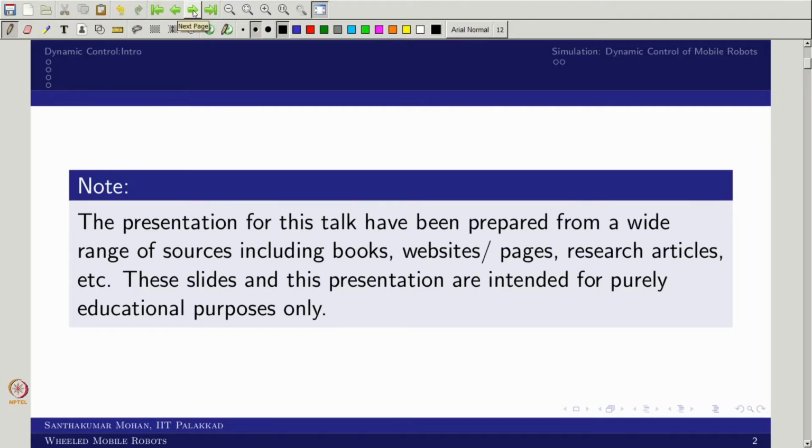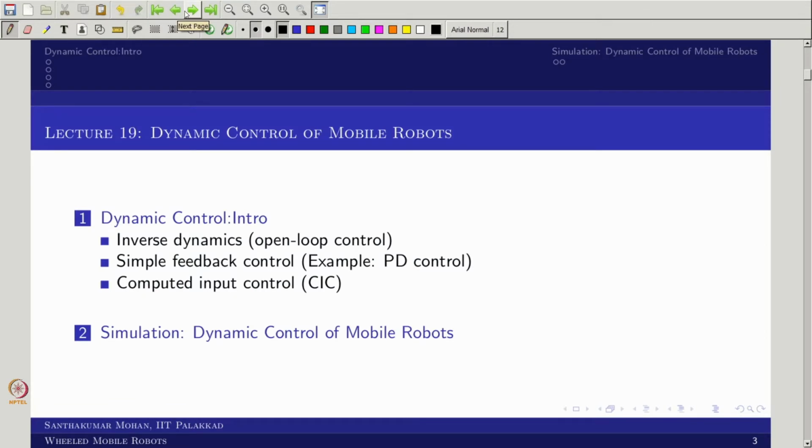So let us move to the slide, where we would be talking about dynamic control. Specifically, we will see what inverse dynamics is and how that is different from the closed loop. Then we will take the simple feedback control based on PD. Finally we will come to computed input control, which in robotics is generally called computed torque control.